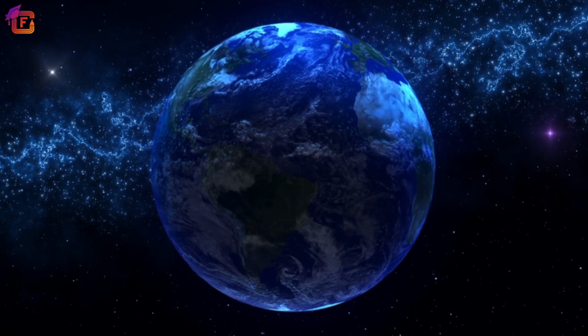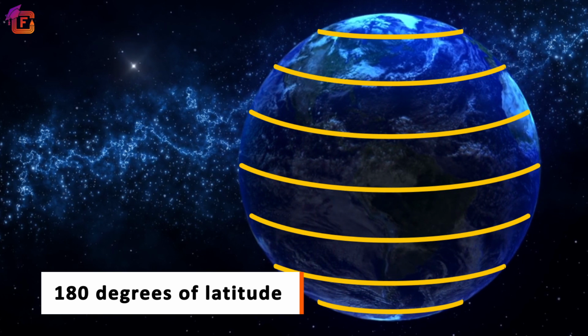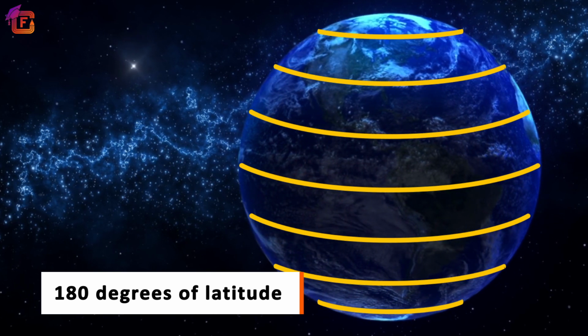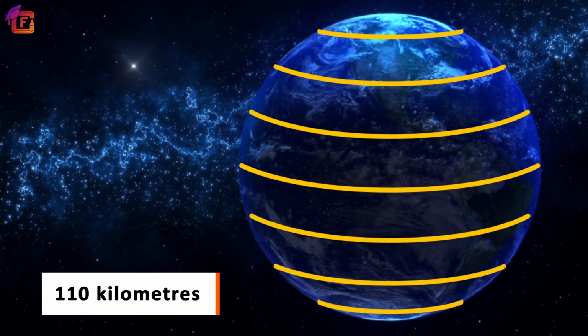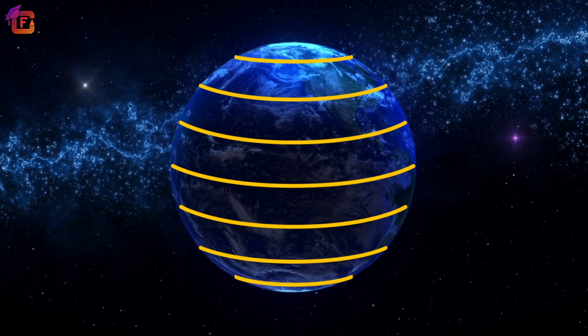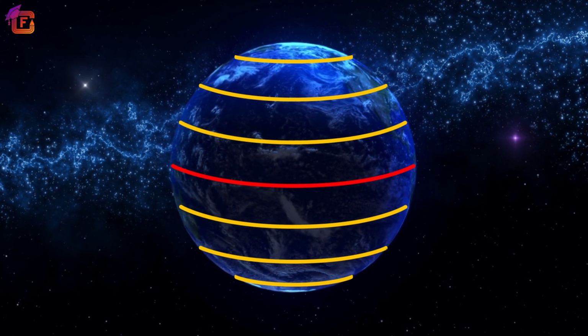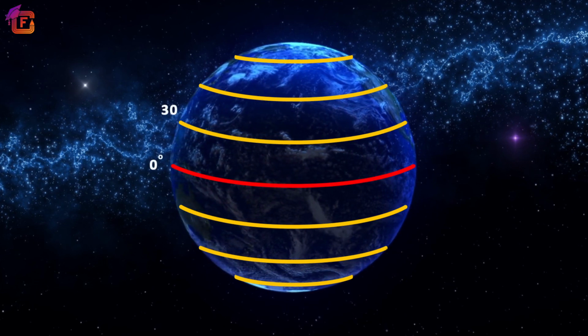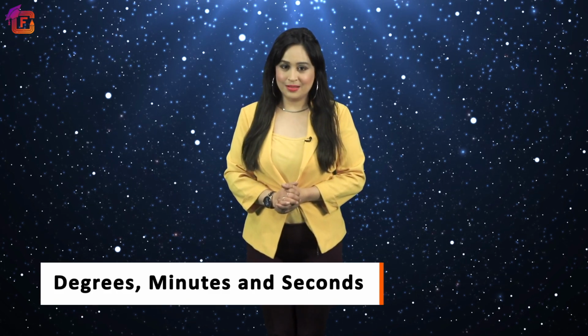Lines of latitudes are known as parallels. There are 180 degrees of latitude. The distance between each degree of latitude is about 110 kilometers. Latitudes measure an angle up to the equator. It is an angle which ranges from 0 degrees at the equator to 90 degrees at the poles. Latitude is denoted in degrees, minutes and seconds.